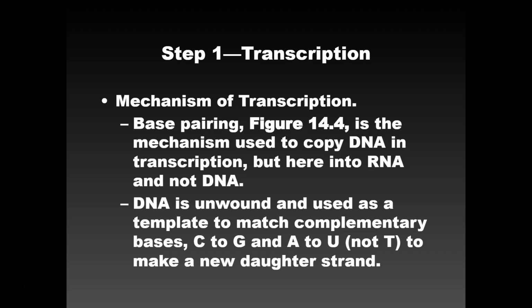Okay, so DNA is unwound and used as a template to match complementary bases to one another. C's are matched to G's, and A's are matched to U's. So you'll remember C's get paired to G's, A's get paired to T's if you're talking about DNA, but in RNA, A's are matched to U's, and you're going to use those to make a new daughter strand. And I'll talk about this in lab a little bit just to make sure that everything is super clear. If you have questions, please ask me during lab.